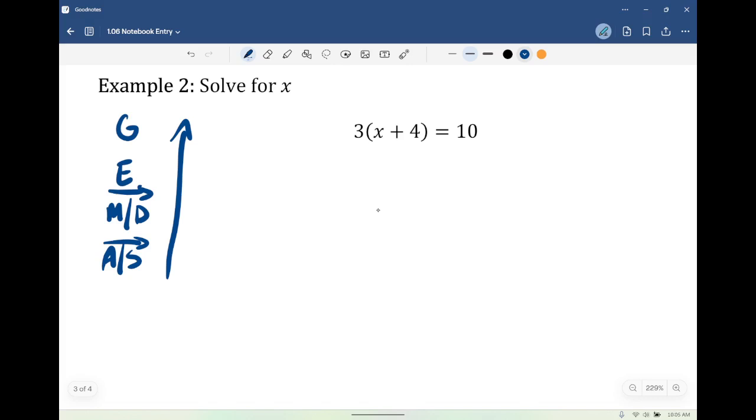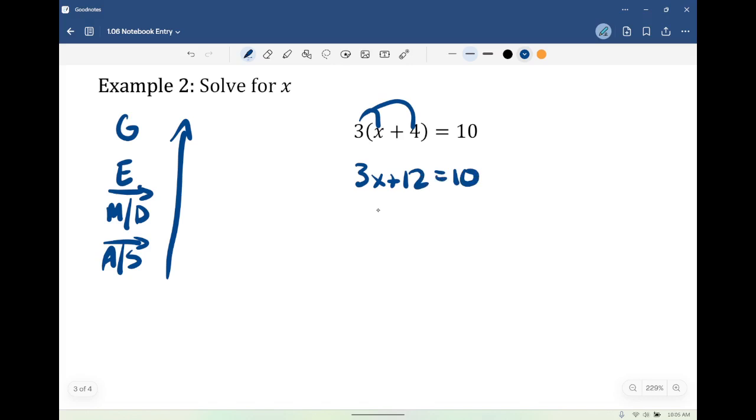And so we're going to take this 3, distribute it to the x and to the 4. And so to Gabby's point, this is just multiplication at heart, just a special type. And so we're going to have 3x plus 3 times 4 is 12, equals 10. Now, I'm going to start using inverse operations. And so now we're going to go backwards through this.